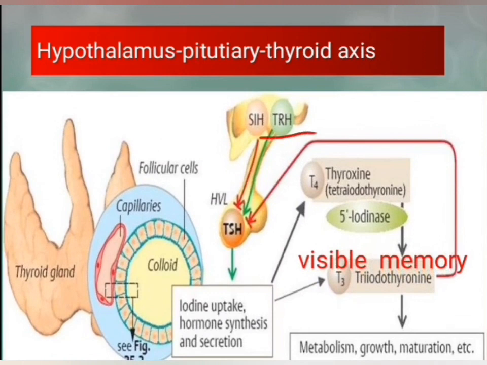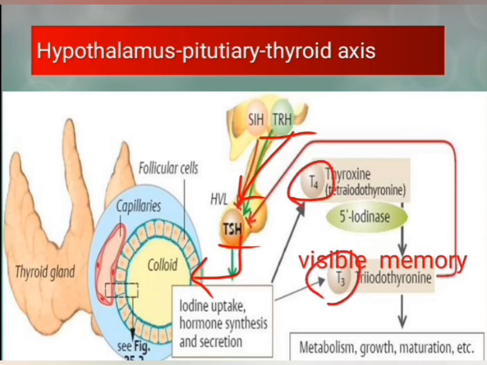The hypothalamus secretes thyrotropin-releasing hormone, which comes to the anterior pituitary gland, where it stimulates the production of thyroid-stimulating hormone. This TSH comes to the follicular cells of the thyroid gland, where it stimulates the release of thyroxine T4 and T3 triiodothyronine. These two hormones increase metabolism, growth and maturation, and T3 also inhibits the production of thyroid-stimulating hormone by a negative feedback loop.